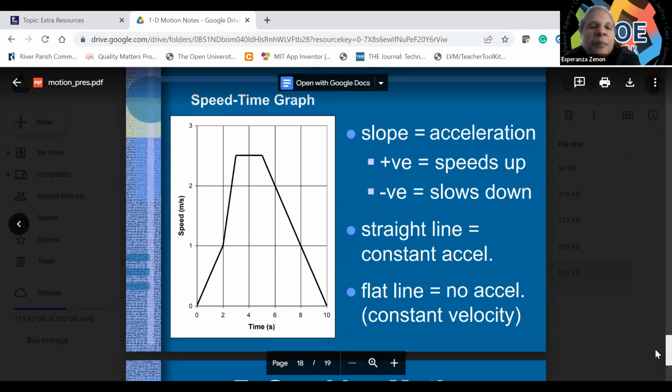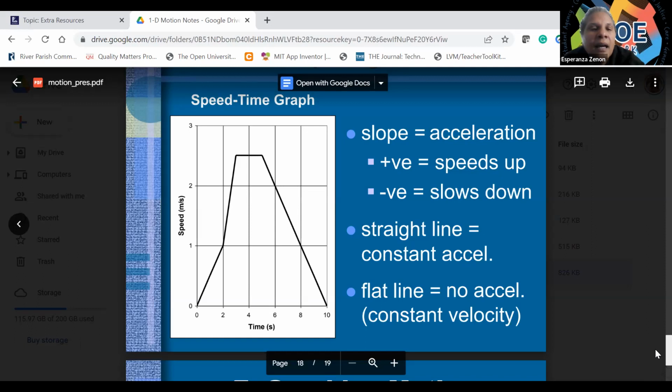What if we look at a speed versus time graph? When you look at a speed versus time graph, the slope relates to the acceleration. So positive slope means the object is speeding up, meaning your acceleration is positive. Negative slope means the object is slowing down, or your acceleration is negative. A straight line means the object maintains a constant acceleration.